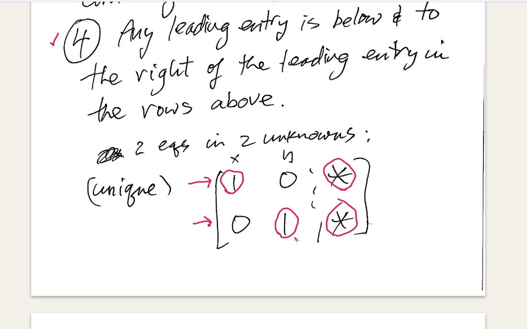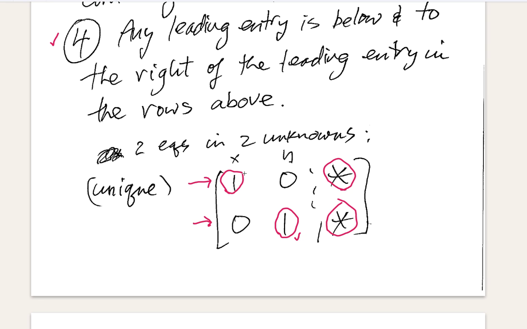How about this one? That's a leading entry, right? That's a leading 1, right? Is everything else in that column 0? Yes, also. Okay, there it is. So there's only 2 leading entries. This is sort of our idealized situation.